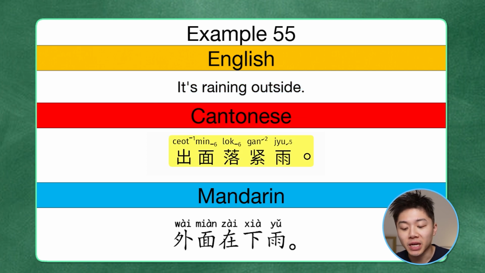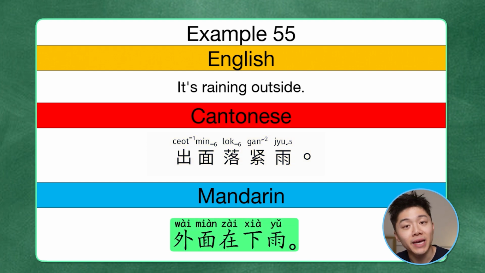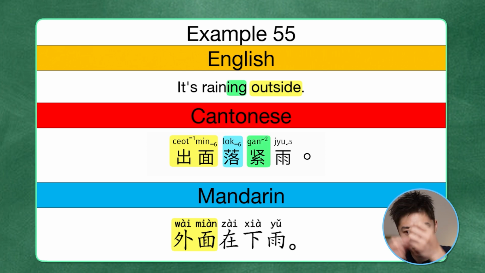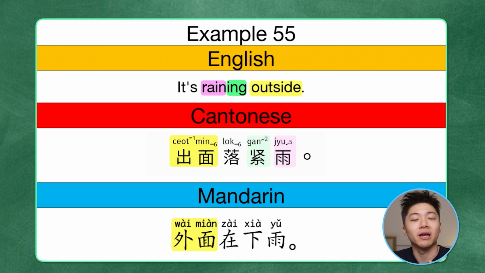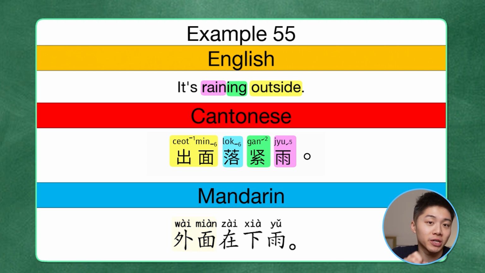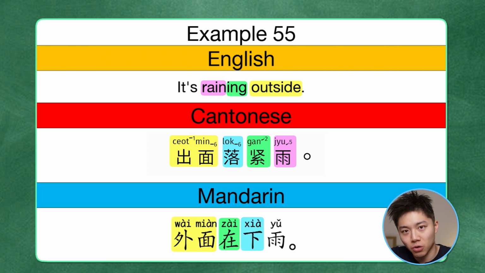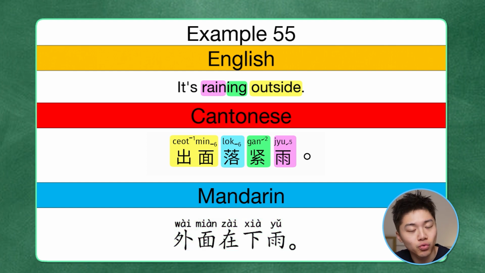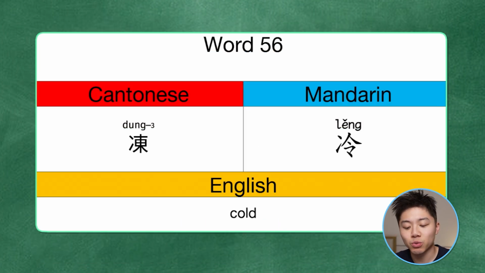For example, it's raining outside. 出面落緊雨. In Mandarin, 外面在下雨. 出面 we learned earlier is outside, 外面 in Mandarin. 落緊雨: 落 is to fall, to drop, and then 緊 is the -ing, 雨 is rain, so dropping rain or raining. Now 外面在, remember we moved the -ing, that 在 comes before the verb in Mandarin. The verb is 下, to go down, and 雨 is rain, so raining. 出面落緊雨, so 外面在下雨 in Mandarin.